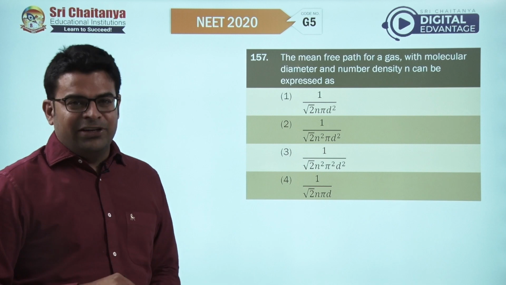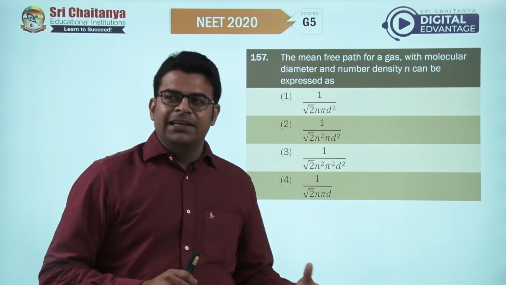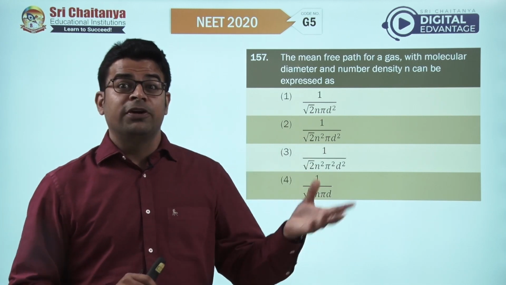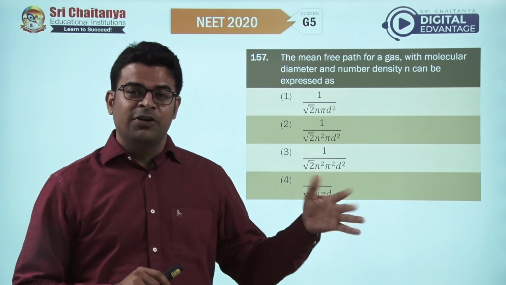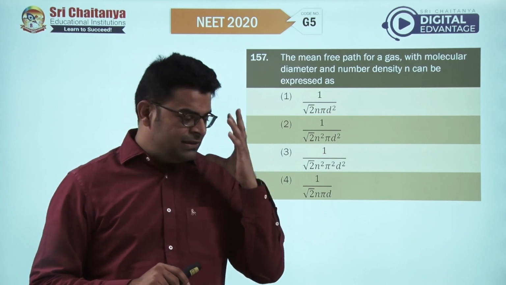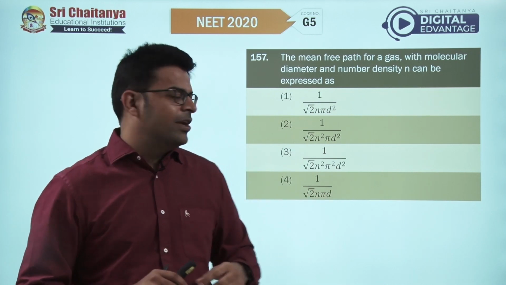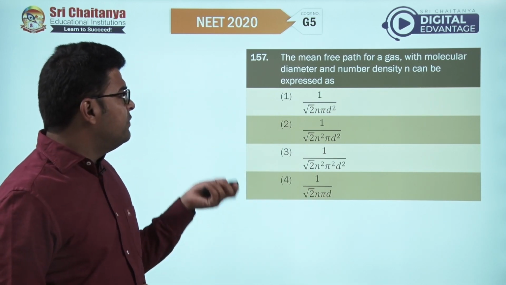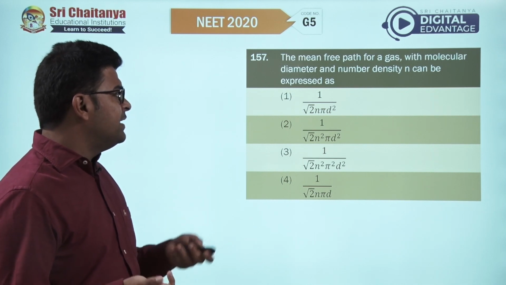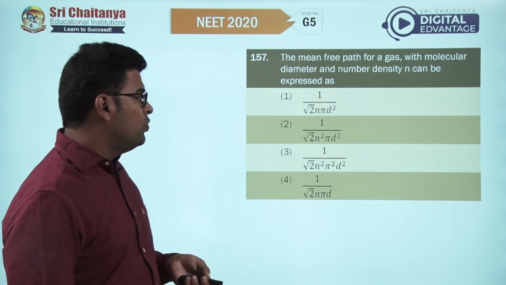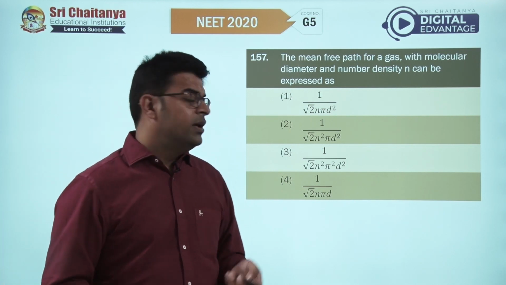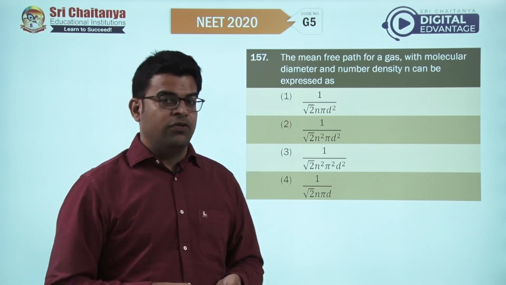But what I remember is that it is proportional to 1 by d square, proportional to the number of molecules per unit volume. This is one of the questions where NEET did not mention what the terminology stands for, because this is the formula straightly taken from NCERT. So the mean free path of gas with molecular diameter d and number density n can be expressed as lambda equals 1 by root 2 n pi d square. Here n is the number of molecules per unit volume.